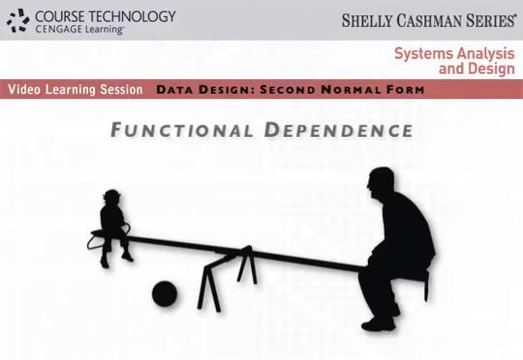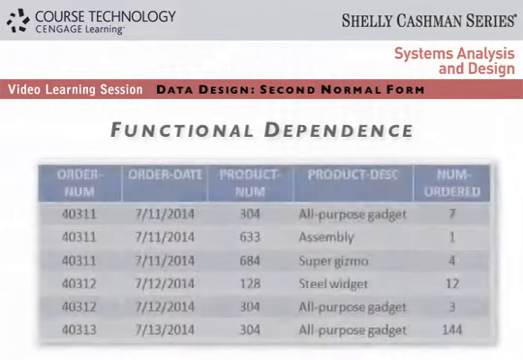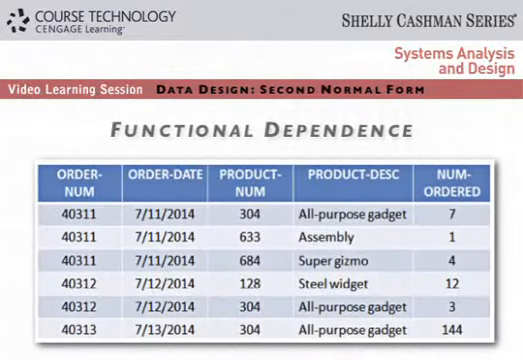Functional dependence means that what happens to the field on the left depends on its friend on the right. For example, field 1 functionally depends on field 2 if its value is automatically determined by field 2. Here, the order date depends on the order number, because for a particular order number, there can be only one order date. Also, for a particular product number, there can be only one product description.